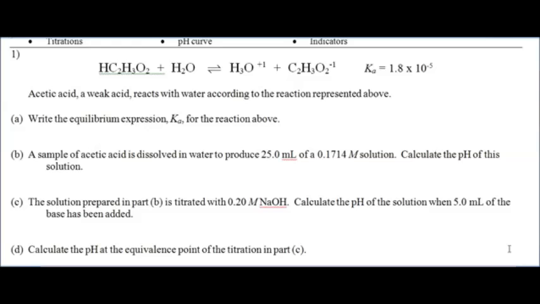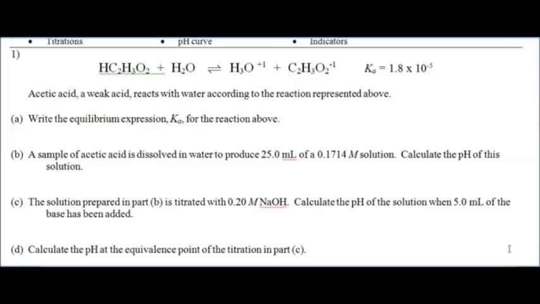This is Mr. Craig, and I am going to walk through a titration problem with you here. This type of question is very common on the AP exam whenever the titration question is asked. There's 4 parts to this question, and I'm going to break this video down into at least 3 parts. So the first part may not be as long, but parts C and D definitely will be.